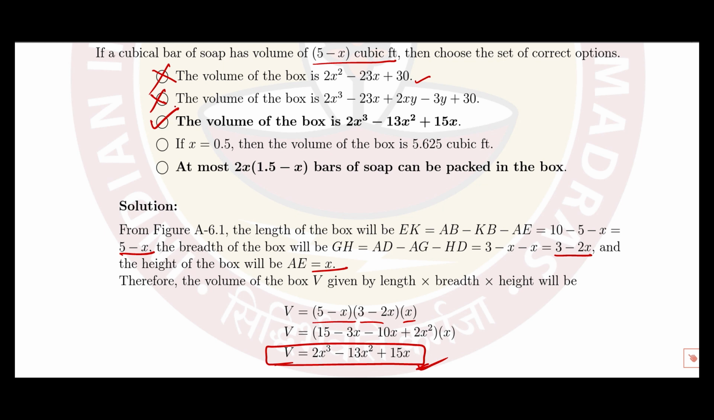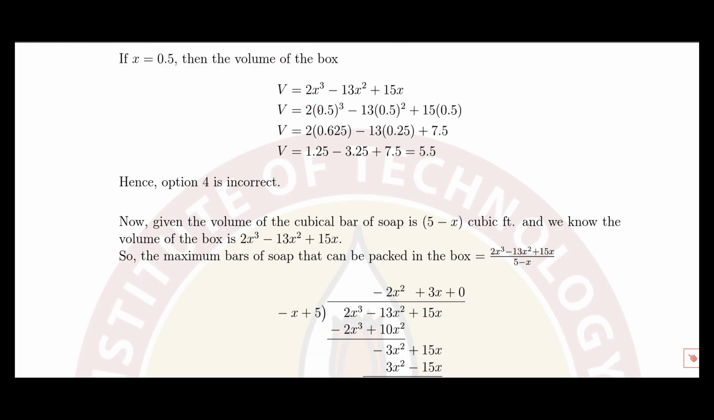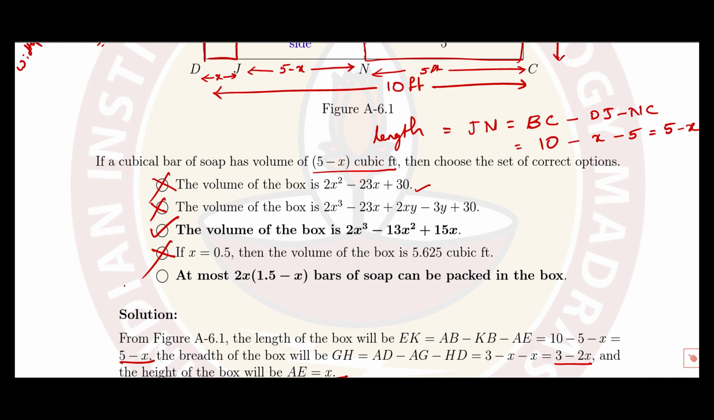If x is equal to 0.5, then the volume of the box is 5.625 cubic feet. So we have to substitute the value x equal to 0.5. So we get 2 times 0.5 whole cube minus 13 times 0.5 whole square plus 15 times 0.5, which after calculation we will get 5.5 cubic feet, which is not equal to 5.625 cubic feet. So option 4 is false.